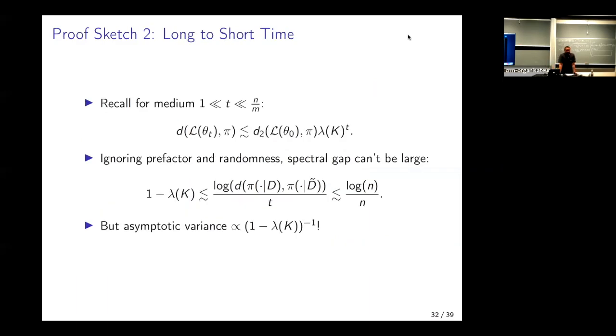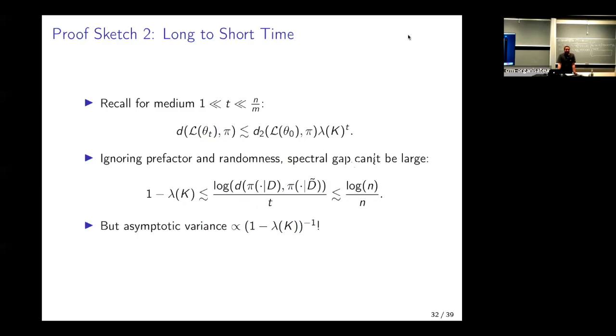Okay, but we know that Markov chains converge exponentially quickly to the posterior distribution, which means that if you know that it's far from the posterior, or at least not extremely close to the posterior after some number of steps, then you can bound the rate of convergence. This is just an exercise, right? This is algebra. And we get something like 1 minus lambda k is less than log n over n.